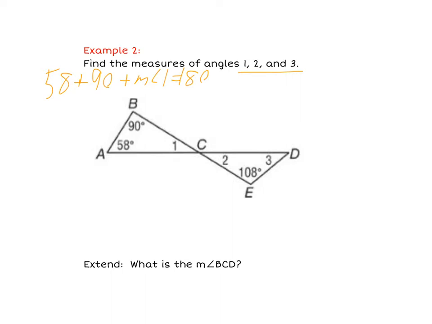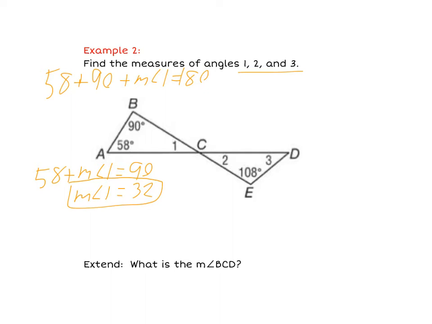I'm going to subtract 90 from both sides to have 58 plus the measure of angle 1 must be equal to 90. And now I'm going to subtract 58 from both sides, which means the measure of angle 1 must be equal to 32. So angle 1 equals 32. How about angle 2?